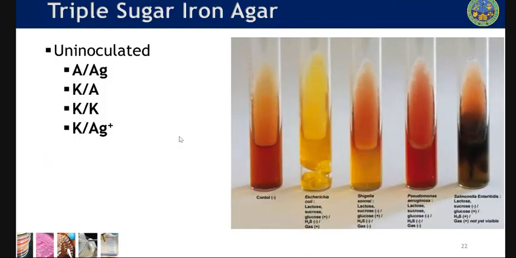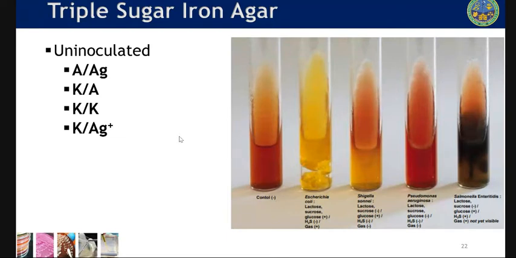Okay, so these are actual TSI reactions. Uninoculated serves as a control. In the diagnostic lab, we usually add uninoculated media as the control of your test reaction. The second tube is A over A with gas. You see the cracks at the bottom, the butt portion of your TSIA. An example is E. coli. Another is Shigella sonnei. You have K over A, no gas production, no H2S production.